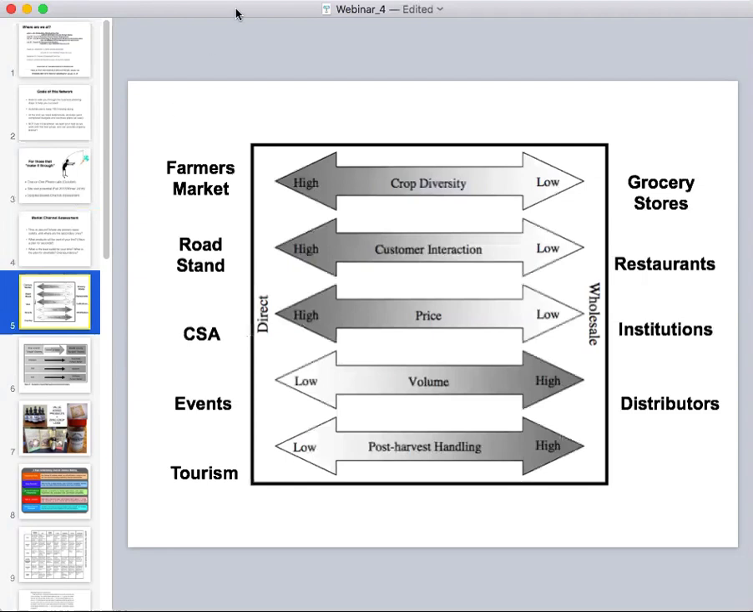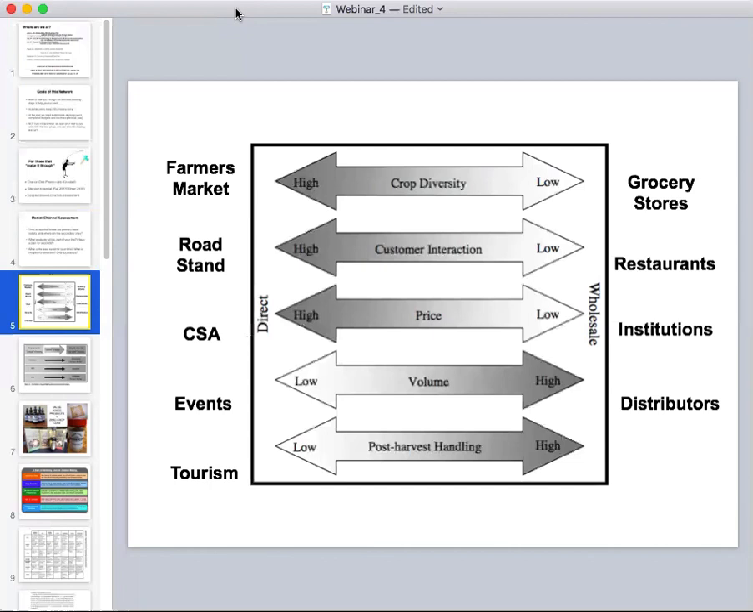So when we talk about market channels, we can divide them into two general categories. On the left, we have our direct market channels, and on the right, the wholesale ones. Direct markets would be where you're interacting directly with the end consumer. What's really interesting within direct markets is how highly variable each of these is.